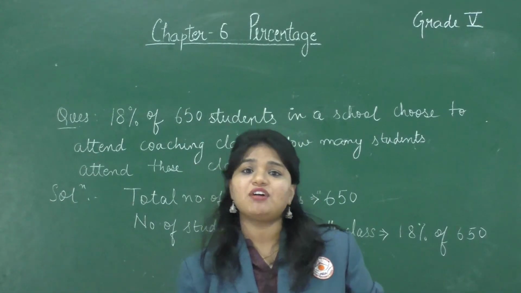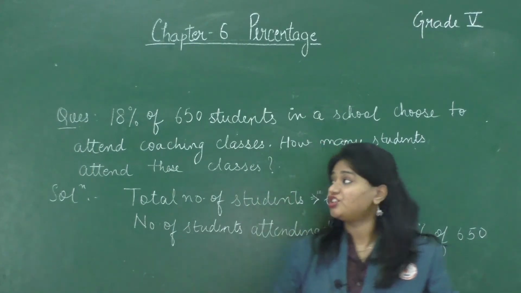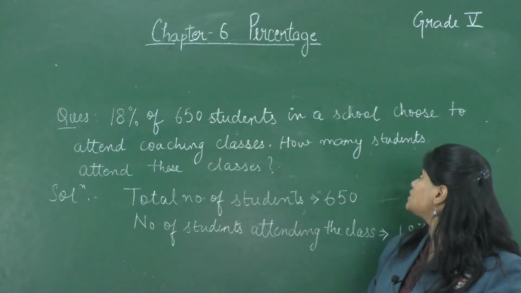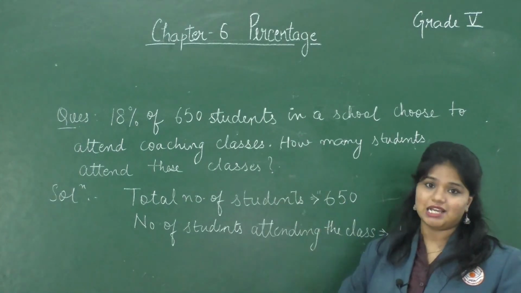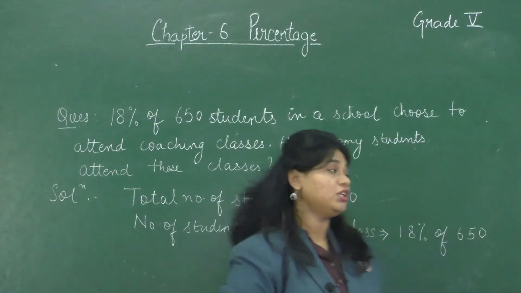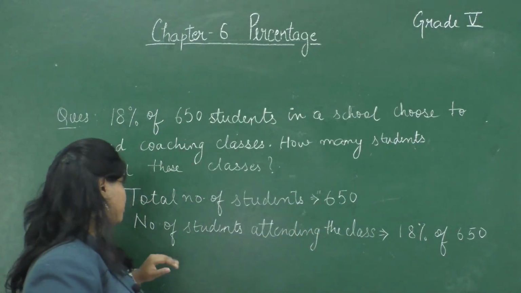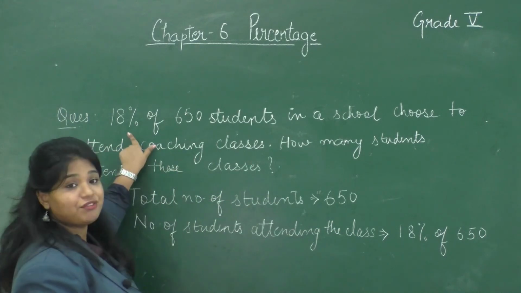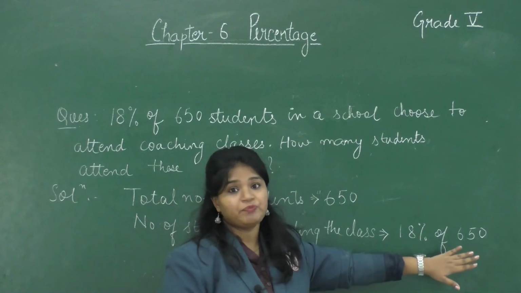Okay, now let us learn how to solve word problems based upon the real life application of percentage. Here we have a question which says: 18% of 650 students in a school choose to attend coaching classes. How many students attend these classes? Here we are given the total number of students. First we will mention total number of students equal to 650. The second statement will be the number of students attending the class. In the question you can see that they have given 18% of 650, so we will write 18% of 650.